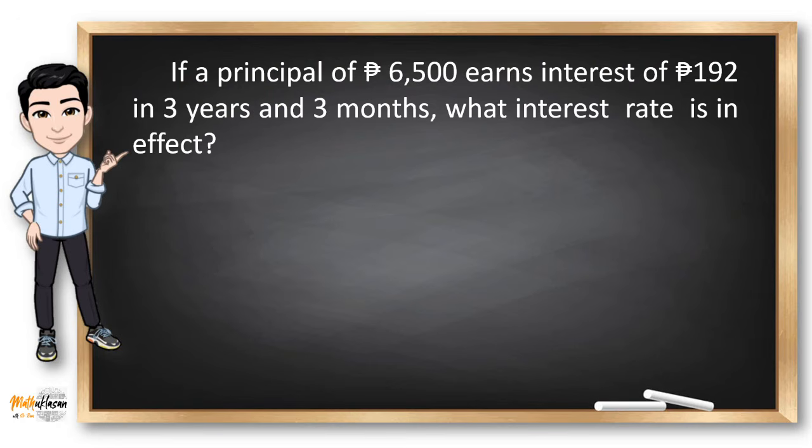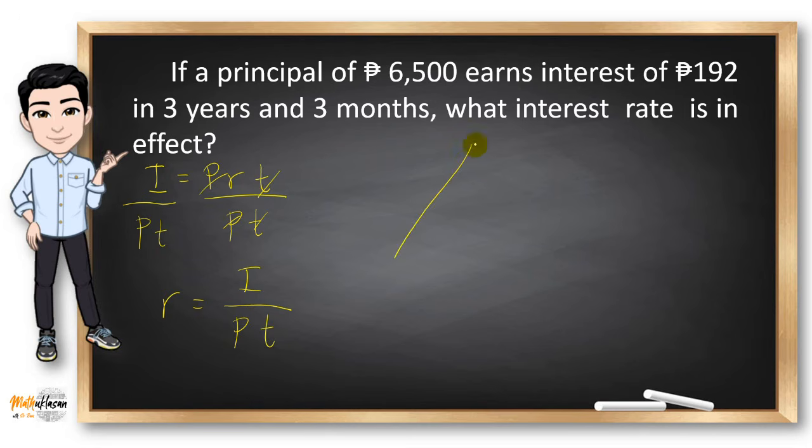If a principal of 6,500 earns interest of 192 pesos in 3 years and 3 months, what interest rate is in effect? So this time, rate is missing. And we can still derive the formula using the formula I equals PRT. To derive the formula, all you need to do is divide both sides by the principal and time. And it will give us the formula for R, which is I over PT. Or you can use the triangle analogy to remember the formulas easily.